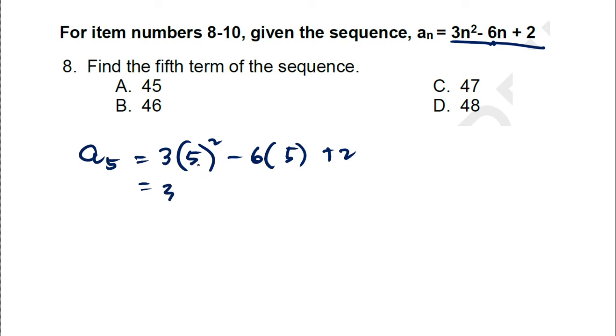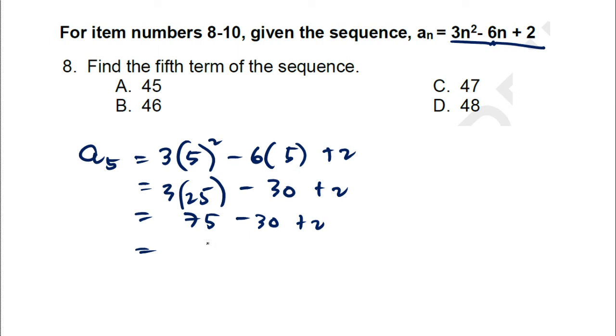number inside the parentheses. So we get 25 minus 30 plus 2 equals 3 times 25 is 75, minus 30 plus 2. 75 minus 30 is 45, plus 2. So the final answer is 47. So the answer for this is letter C.